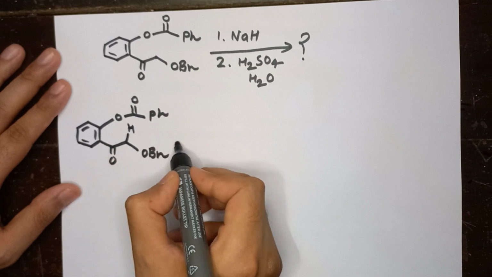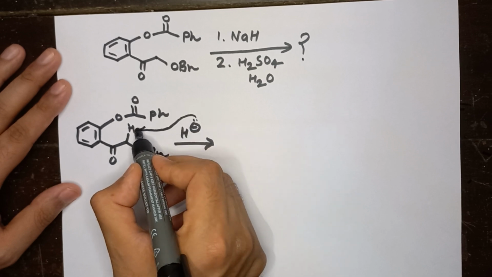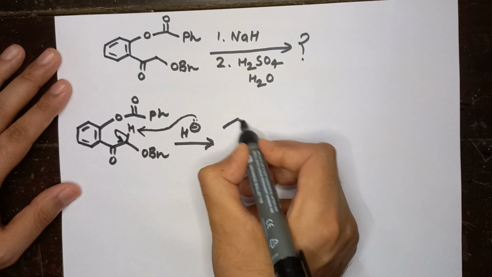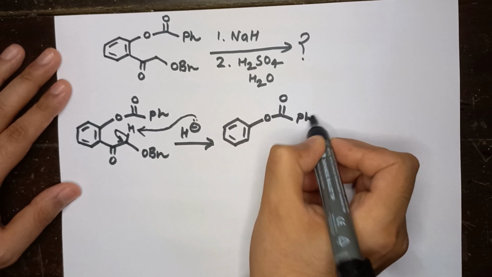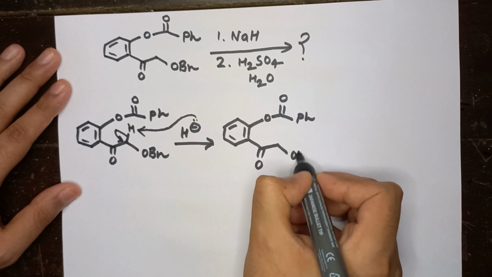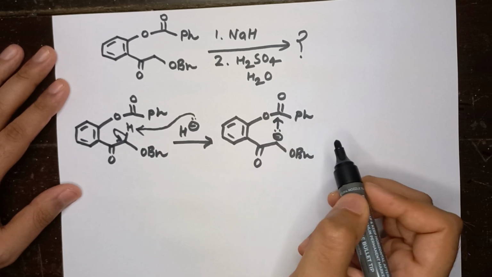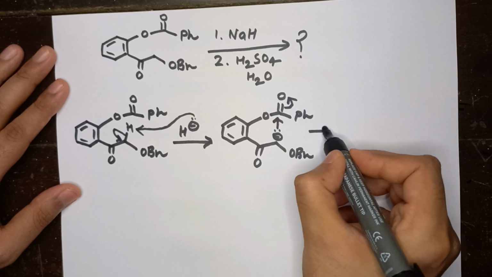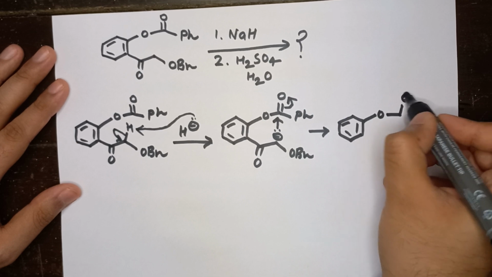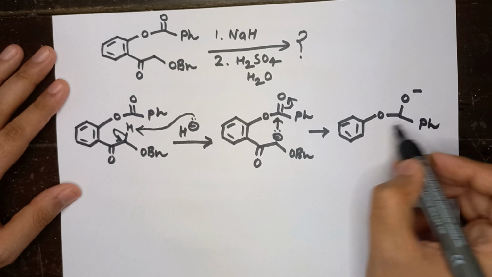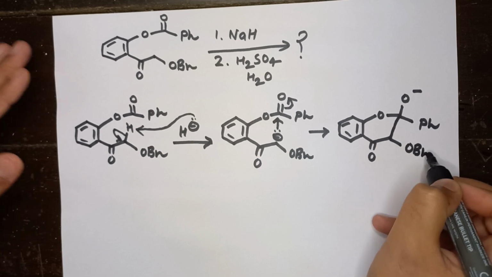So we have a hydrogen here and we have a base. So this base will grab this proton and generate a carbanion. This carbanion will attack at this electron deficient carbon and will open up this bond. So this has become O minus. This is still Ph. We have a carbonyl. This CH2 is now bonded with this carbon and we have OBn right here.